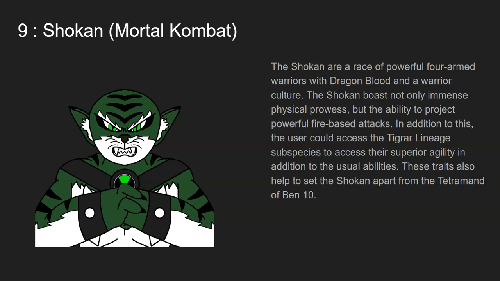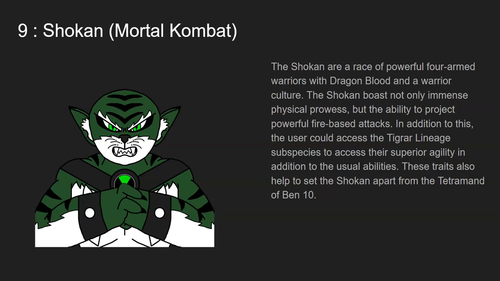In addition to this, the user could access the Tigrar lineage subspecies to access their superior agility in addition to the usual abilities. If you don't know, according to original lore, Kentaro was supposedly more agile than Goro, despite the comic showing him lose a fight to Goro, but I choose to go by the lore and not the comics. This was before the comics, sticking to canon.